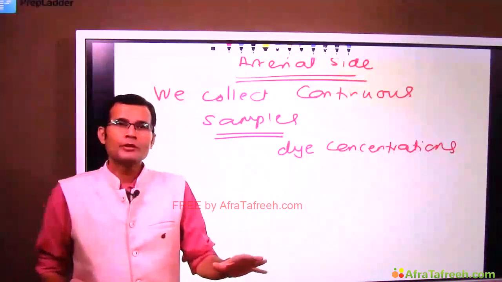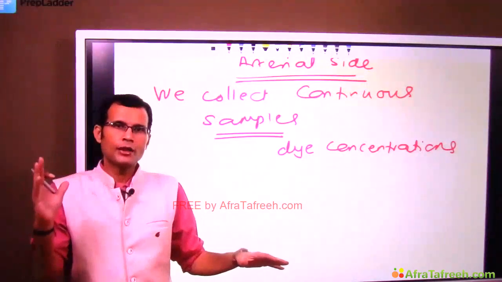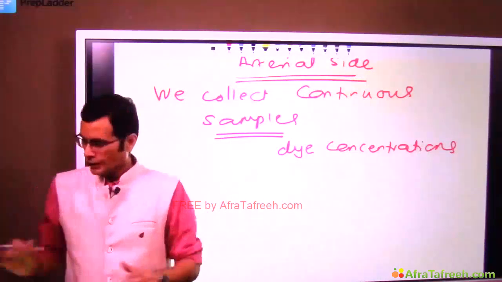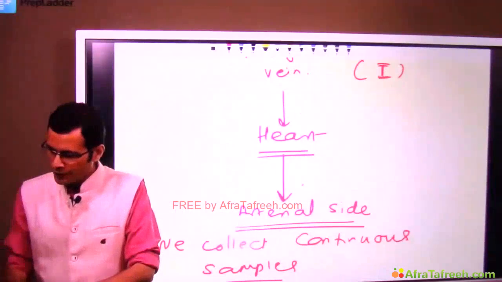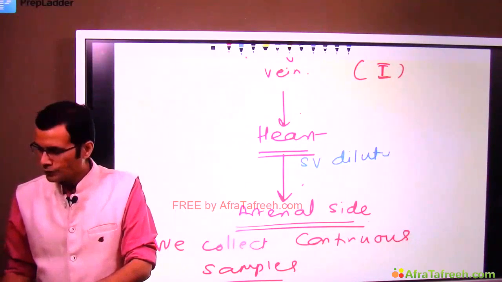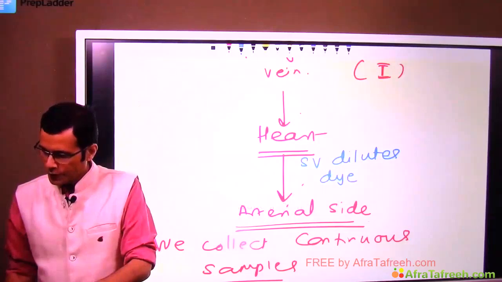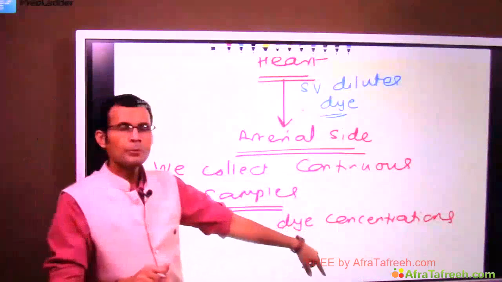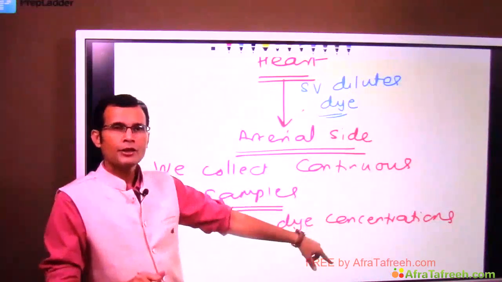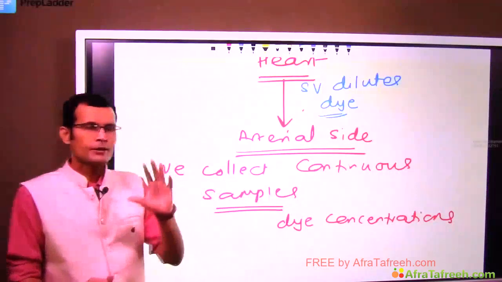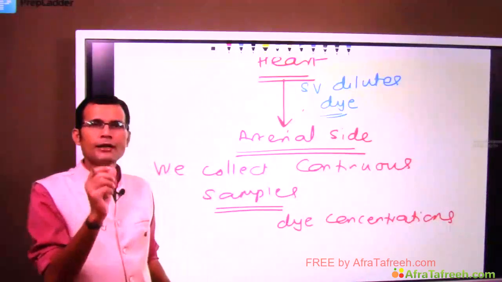Now what is going to happen? We injected a certain amount of dye, but as it starts coming on the arterial side, the most important part is that the stroke volume dilutes the dye. First of all, two things to be considered. One is, in each sample that we collected, the dye concentration is going to fall, because obviously there was a limited amount of dye that we injected.